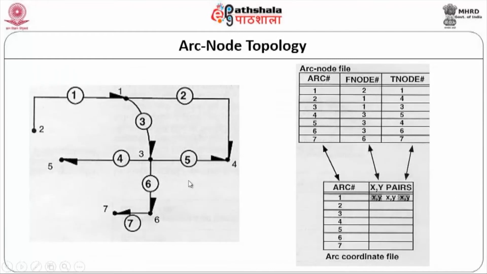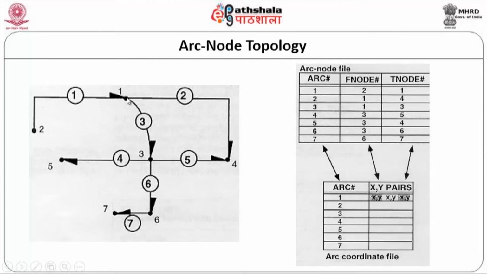Arc node topology is a very important aspect here. When I have one single line, this is your arc 1, and it starts from node 2, the from node, and ends at 1. It goes like this, and this will be the vertex. When I take the second arc, again it starts from 1 here, goes along and ends up with 4. The from node to the to node.